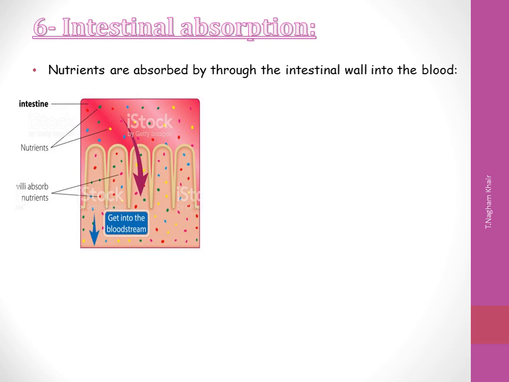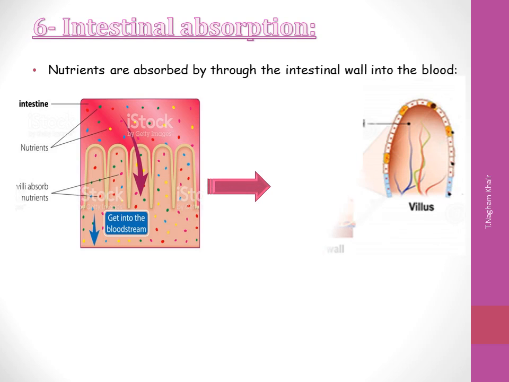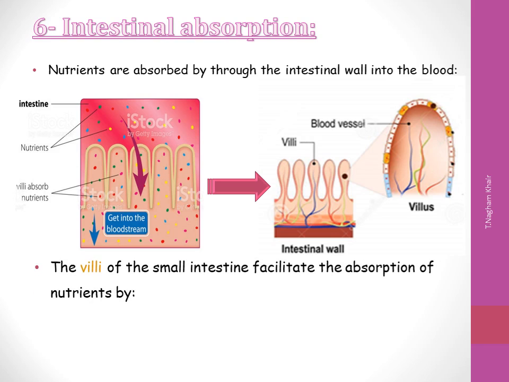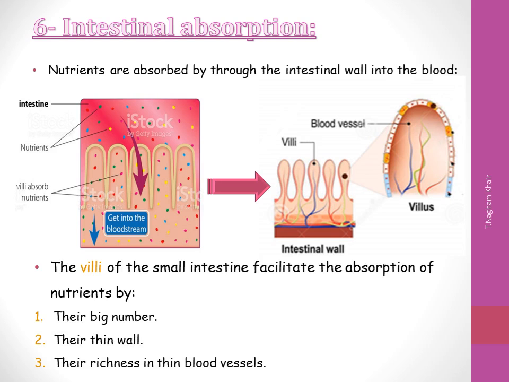As you are seeing in this picture, nutrients pass from the small intestine into the bloodstream. What helps in this process? There are some structures called villi. Villi are very thin hair-like structures, rich in blood vessels, where nutrients can move very easily into the blood. So the villi of the small intestine facilitate the absorption of nutrients by their big number, their thin wall, and their richness in thin blood vessels.